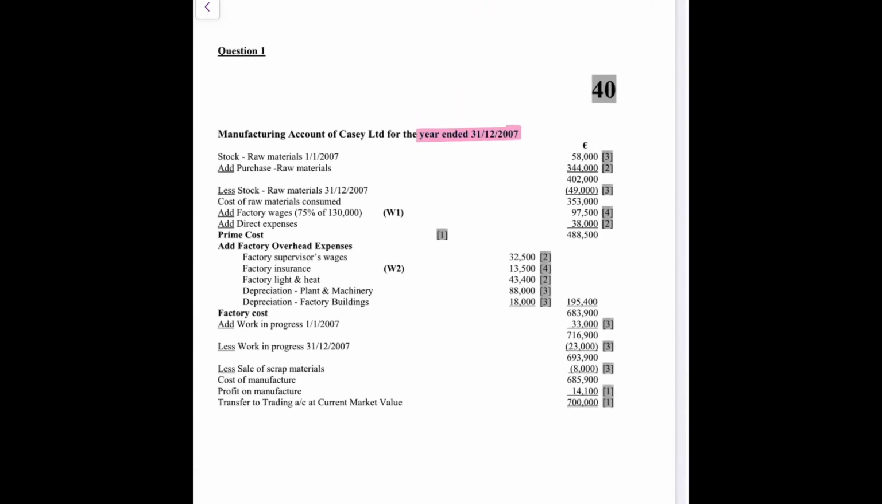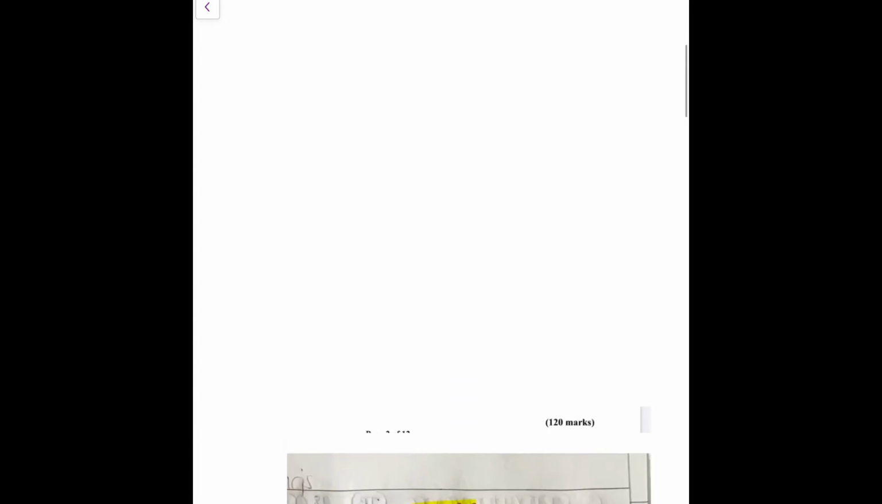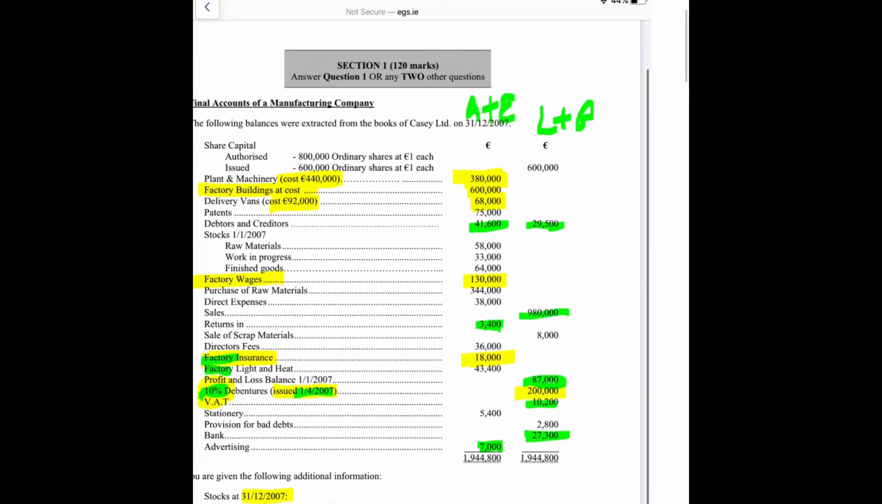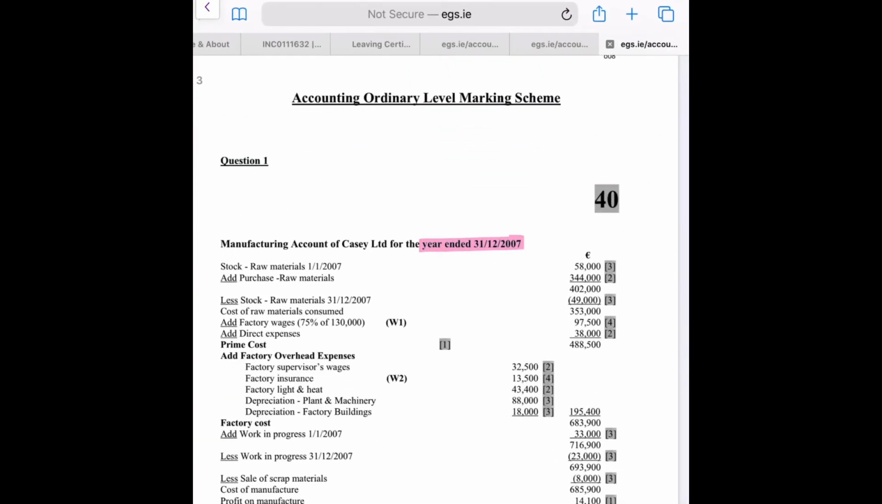So you're starting off with your opening stock of raw materials, which is coming from the trial balance. So you're looking at the trial balance. Let me just scroll back up here. This figure here. So any of the opening stocks are coming from here. So opening stock €58,000, okay? So that's going in, you're getting 3 marks for that.